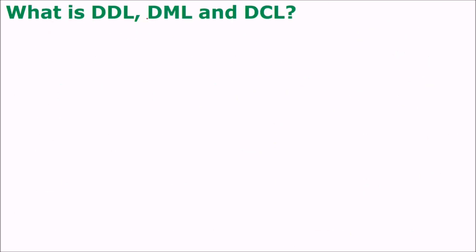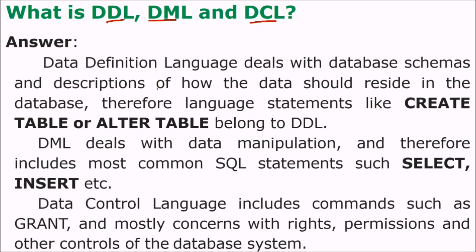What is DML, DDL and DCL? First let me tell you the full forms. DDL is data definition language, DML is data manipulation language, DCL is data control language. Data definition language deals with the database schemas and the description of how the data should reside in the database, so it is defining the data. Therefore, statements like create table or alter table, creating and altering, belong to DDL.